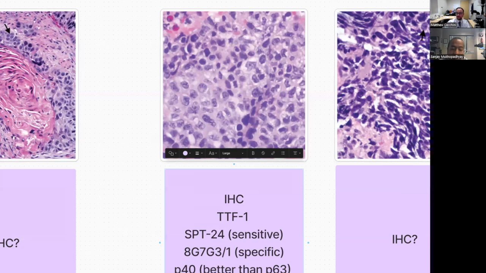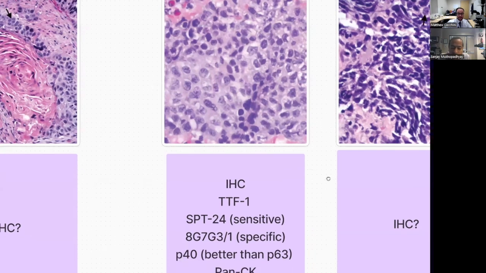So for subtyping, for determining site of origin, I don't think the SPT24 is as good as the 8G7G3/1. So that's why we use the 8G7G3/1. When it gives you a result, you can trust it. When it tells you that TTF1 is positive, you can be sure that this is an adenocarcinoma or squamous. When you're trying to do lung versus GI, and it stains, you know that it's actually indicating lung versus GI. So that's why I use this. Matt, what do you use in your lab?